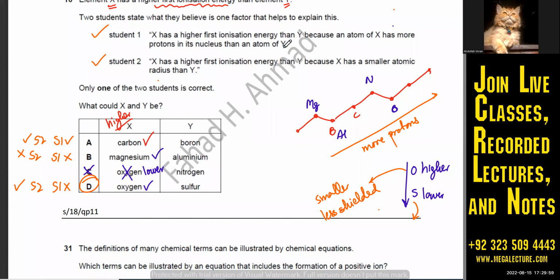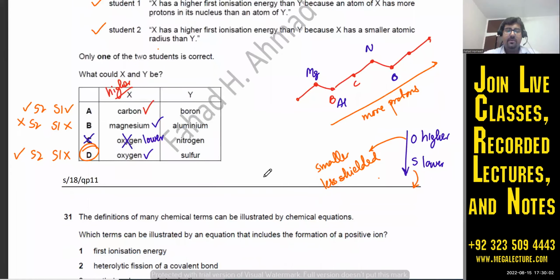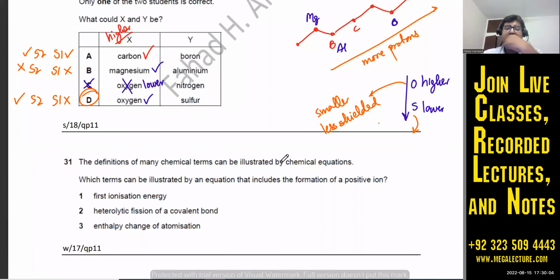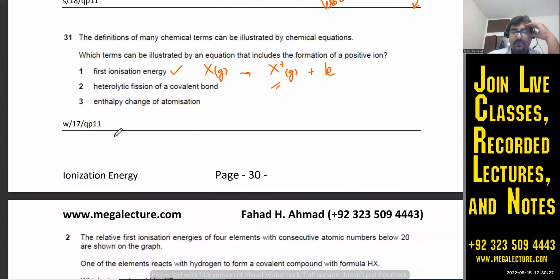Next one: the definitions of many chemical terms can be illustrated by chemical equations. Which term can be illustrated by an equation that includes the formation of a positive ion? So first ionization energy is the formation of a positive ion: you've got X turning into a gaseous ion and losing one electron. So there is a positive ion. The other two we haven't really done. Okay, I'll write it down, but we just did the first one. Next one.